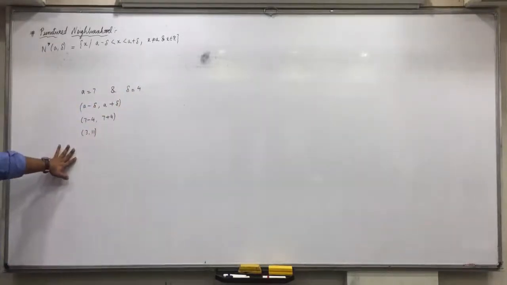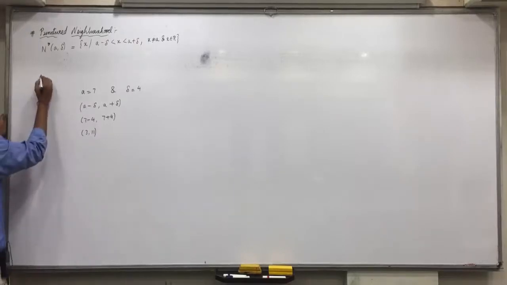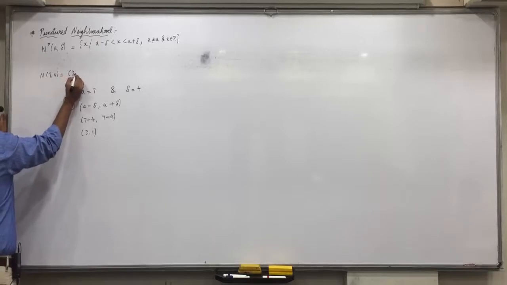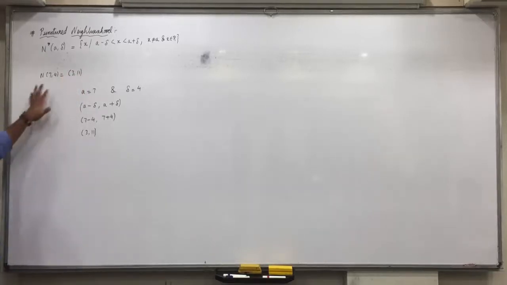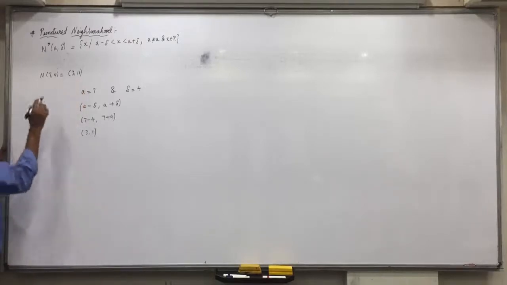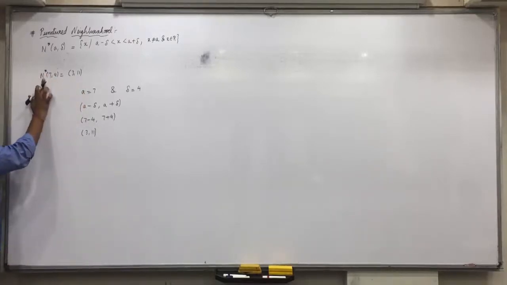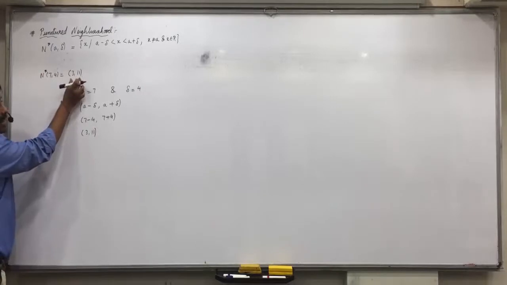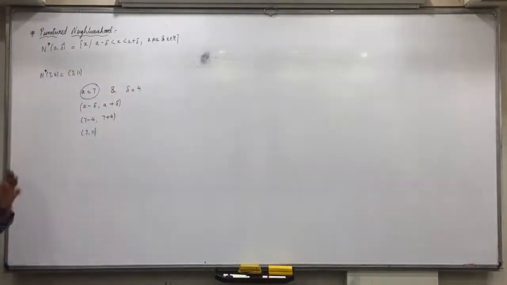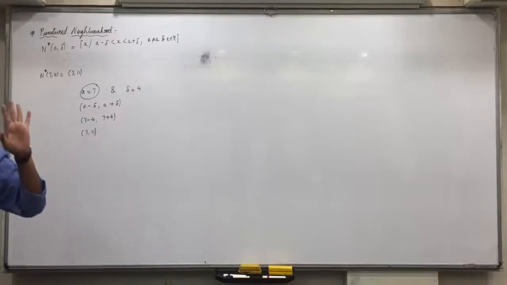Interval form, if I write it: the neighborhood form of 7 and 4 means in interval form it is (3, 11). This means all the numbers between 3 and 11 are included. But when I say punctured neighborhood, then between 3 and 11 it does not include A. All the numbers between 3 and 11 are included, but 7 is not included.